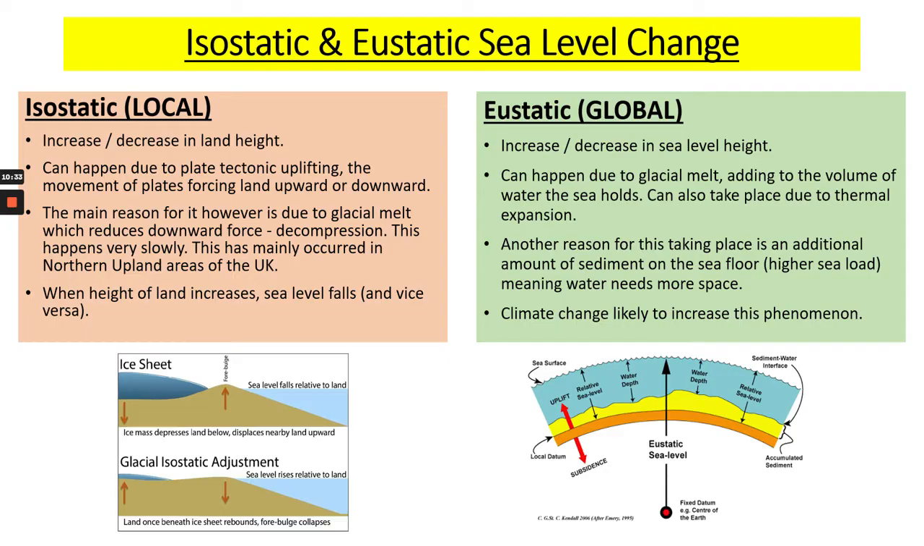And it's likely that climate change is actually going to increase the phenomenon of eustatic sea level change. And the reason for that is due to the sea temperature change. As we said earlier, if sea temperatures rise, thermal expansion takes place, the sea needs more space. So the clear difference between eustatic and isostatic processes is there. Isostatic, local land height change. Eustatic, global sea level change.